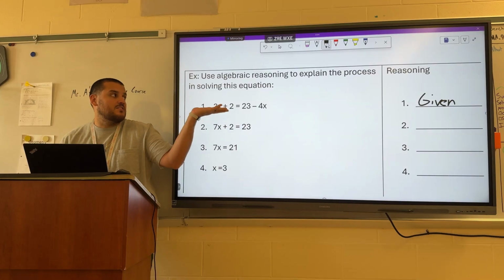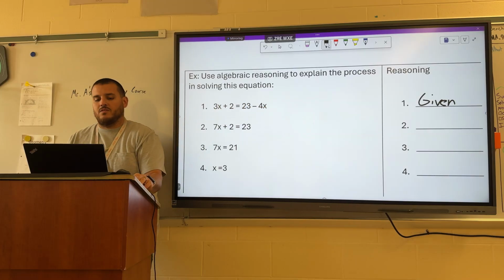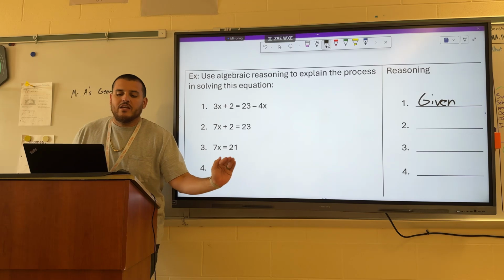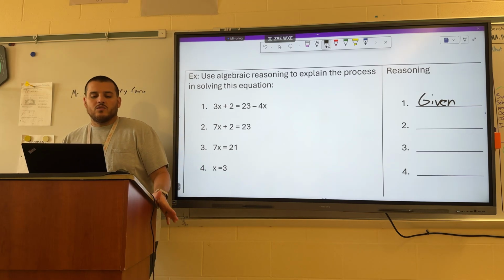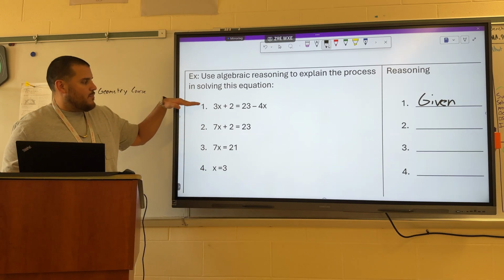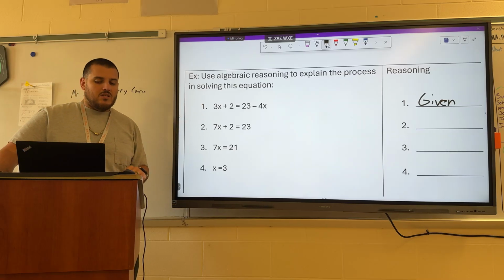The first statement is true because it's given to you. Our next statement says 7x plus 2 equals 23. So we have to figure out what happened from step 1 to step 2. How did we get from this equation to this equation, right?